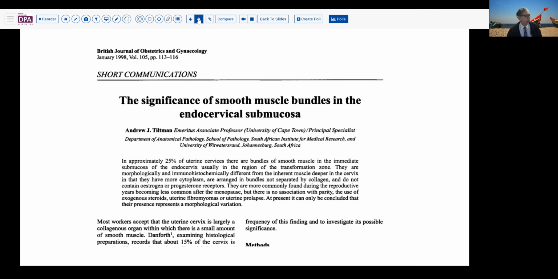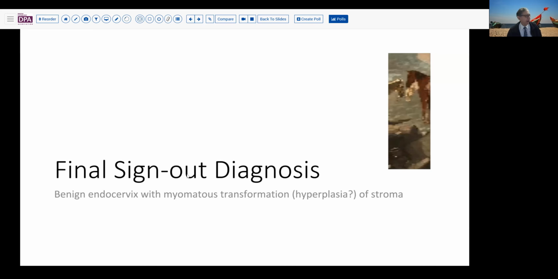So my final sign-out diagnosis was benign endocervix with myomatous transformation, maybe hyperplasia, maybe metaplasia. It's a change of the benign endocervical stroma.